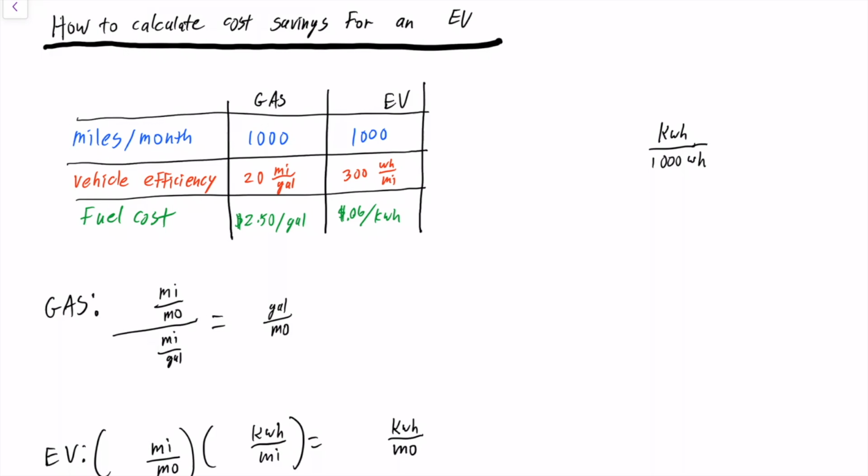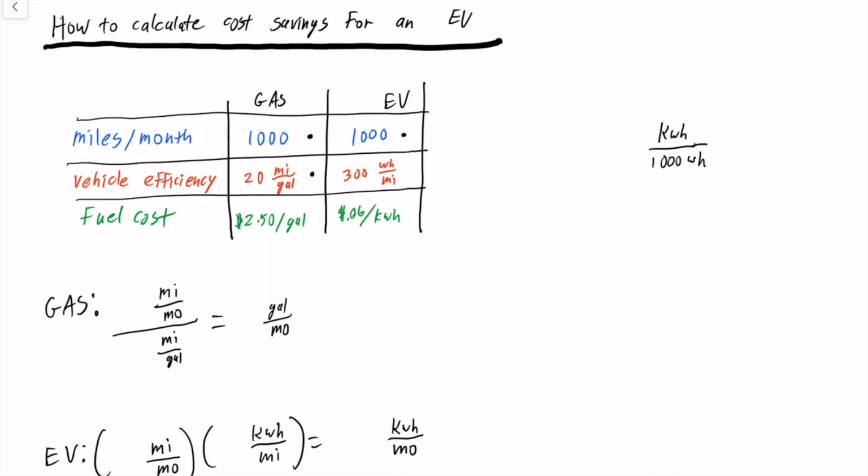So the first thing we're going to need to do this is to understand a few parameters. For a gas vehicle, we'll want to know how many miles you're going to drive in a month, and we're going to use 1,000 miles per month for this analysis. We're going to use the same amount for the electric vehicle. Then we need to understand the vehicle efficiency, and for a gas-powered car, that's measured in miles per gallon. So for this analysis, we're going to use 20 miles per gallon.